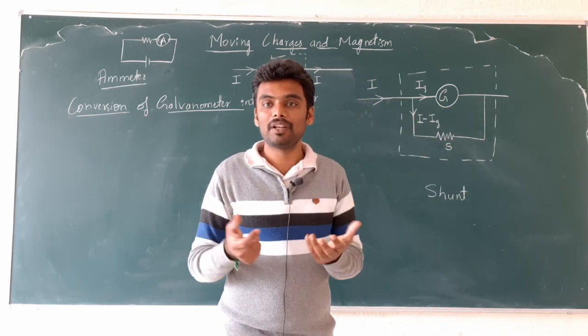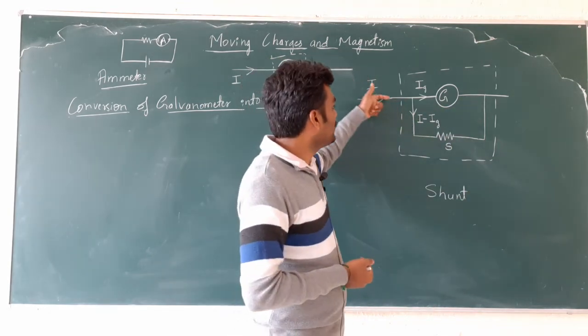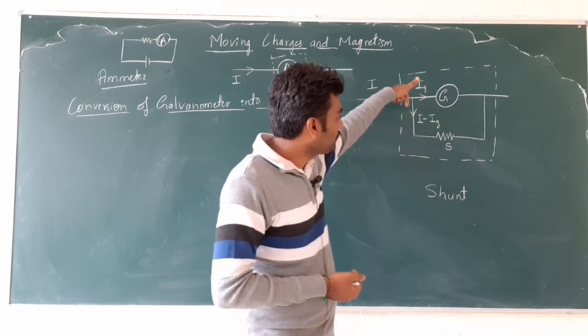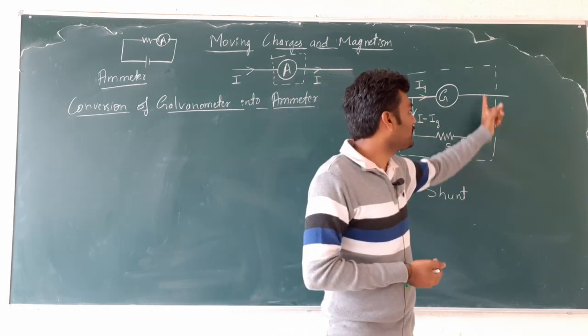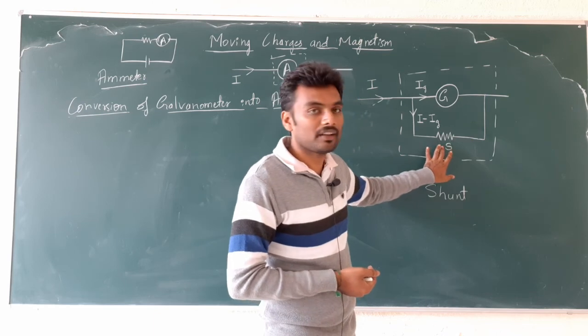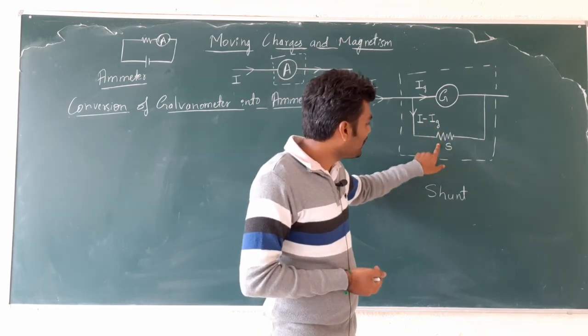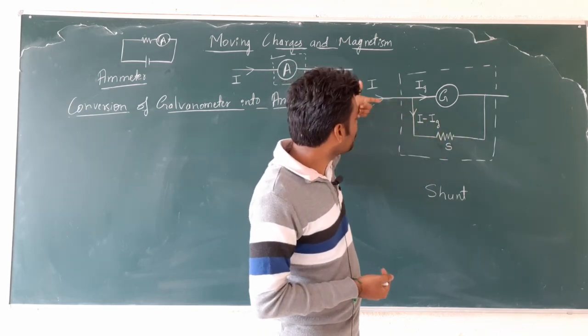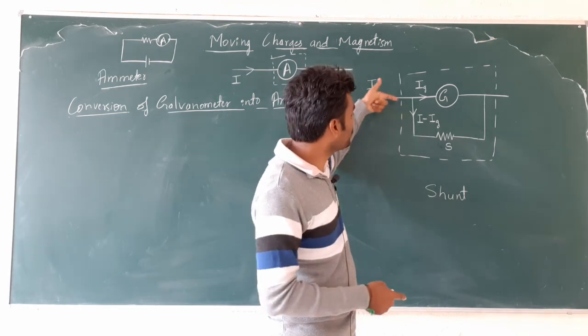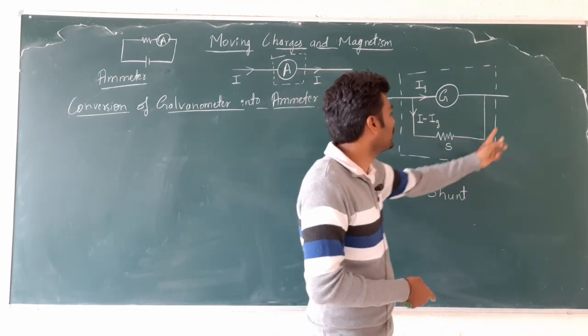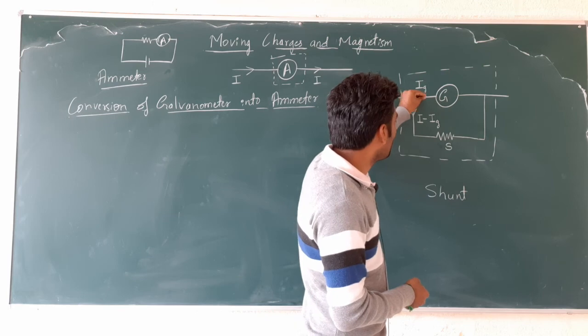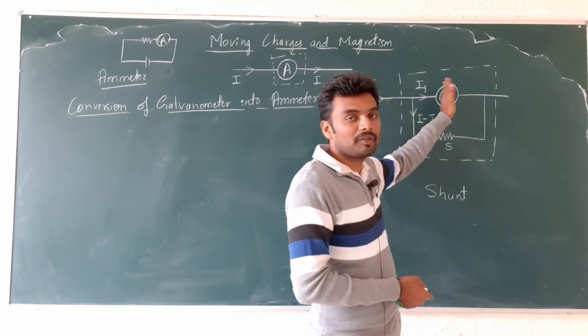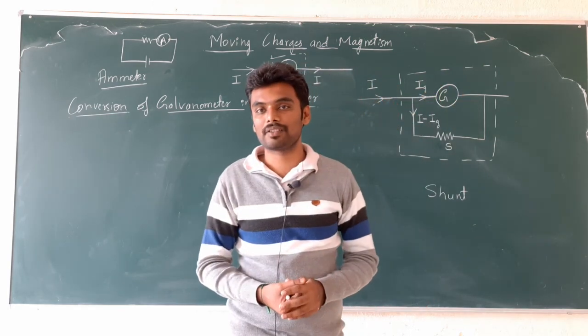What is the way to do so? We need to bypass most of the current through another path. That is why we connect a shunt resistance here. This is a very small resistance, and hence most of the current, not all the current, most of the current will flow through the shunt resistance, and a very small current will flow through the galvanometer, and hence the galvanometer will show proper deflection.